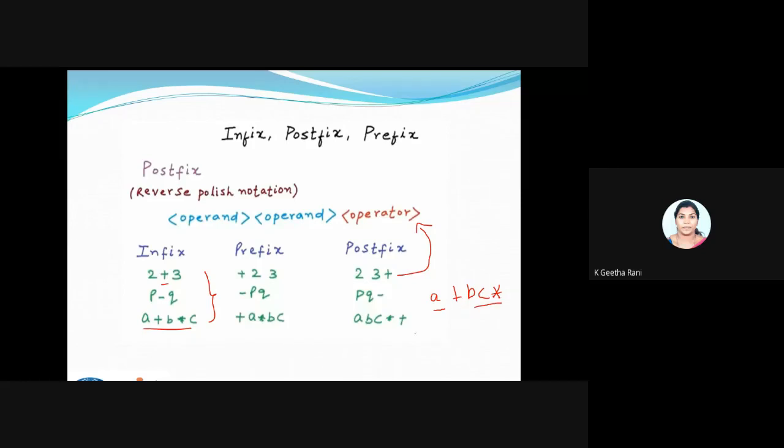Now it will be A, B, C, star, then comes your plus. Okay, first operand, second operand, and my operator. Fine. So this is the way we'll be converting an infix to prefix or infix to postfix. Prefix in the sense I'll be having my operator first. In postfix, my operator will be at the end. In infix, my operator will be in the middle.